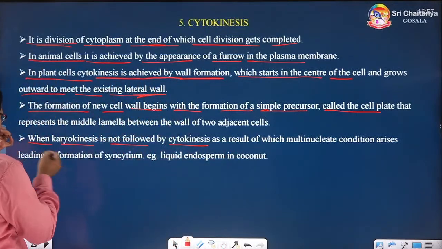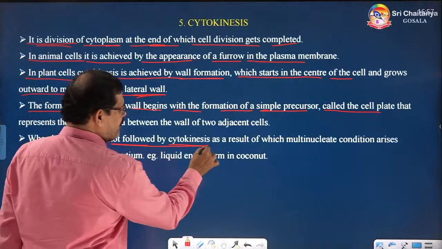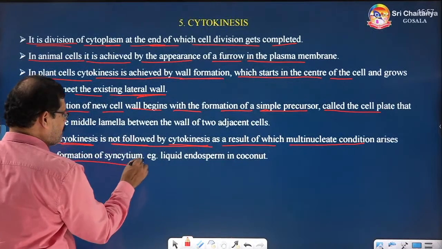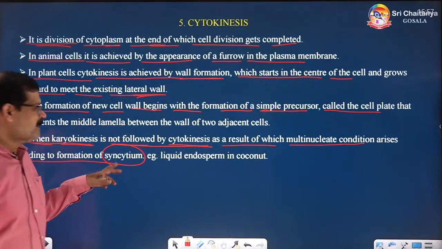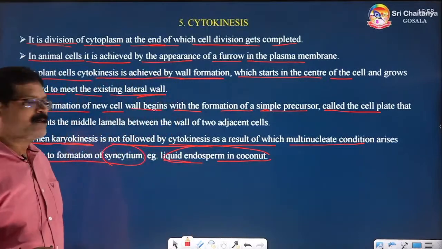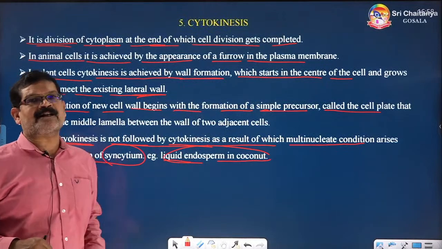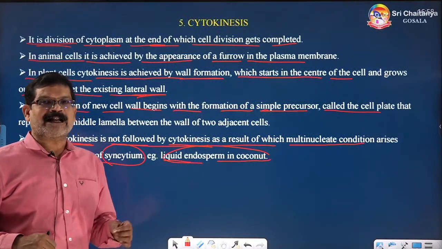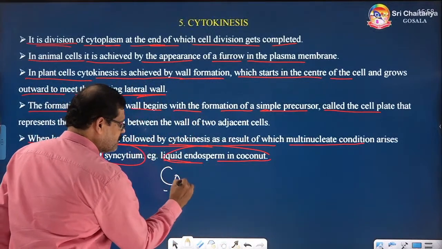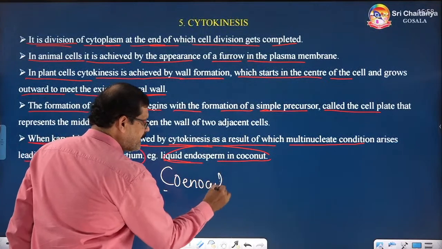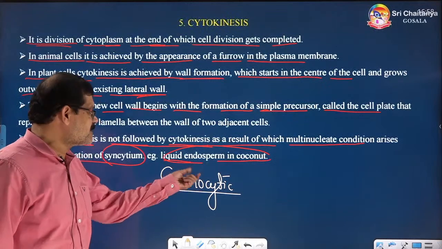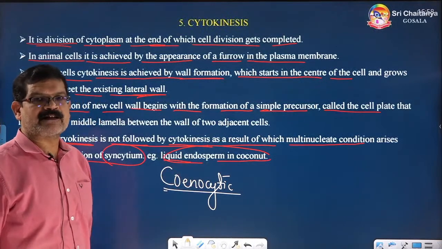See here it is given already. When karyokinesis is not followed by cytokinesis, as a result the multinucleate condition arises, leading to the formation of what? Syncytium. Liquid endosperm in coconut is called syncytial. Syncytium is the exact term used in zoology, whereas coenocyte, I'll write down the point. Coenocyte refers to a multinucleate and aseptate condition. This condition will result.